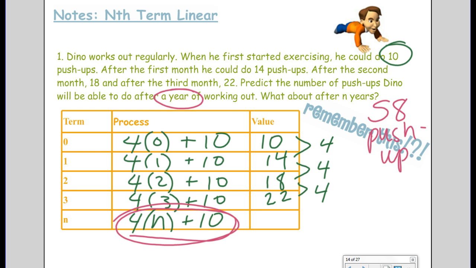12. Oh, it says how many could he do after a year of working out? These are months right here. These represent months. So we can't put 1 in for 1 year because that's not how many months it is. How many months are in a year? 12.